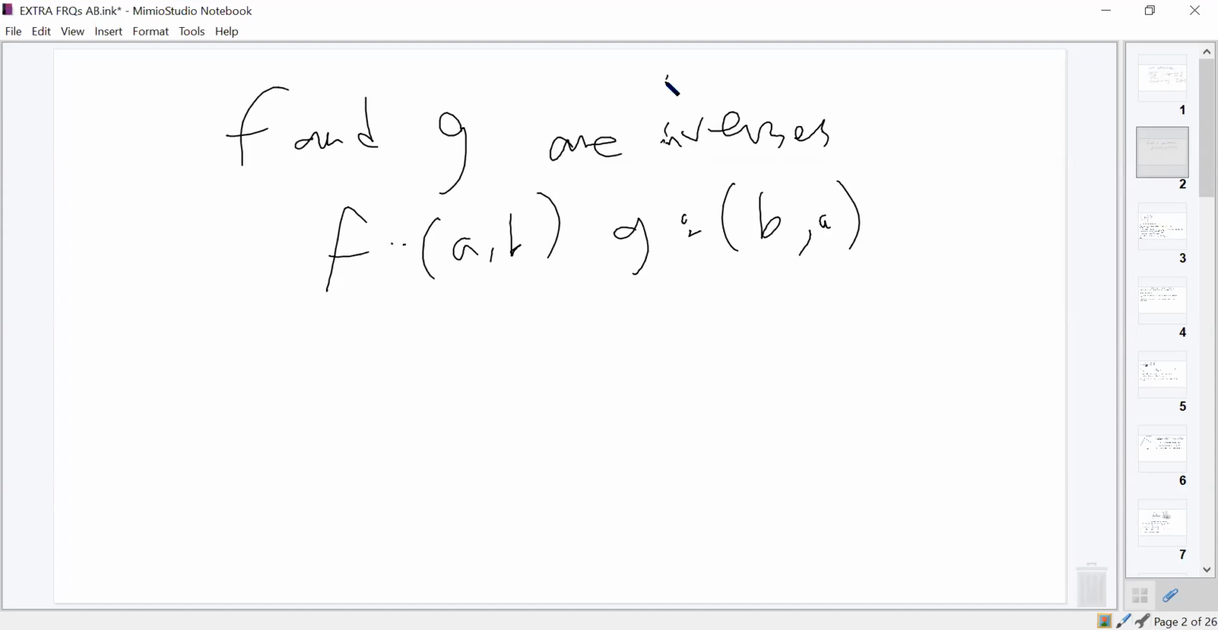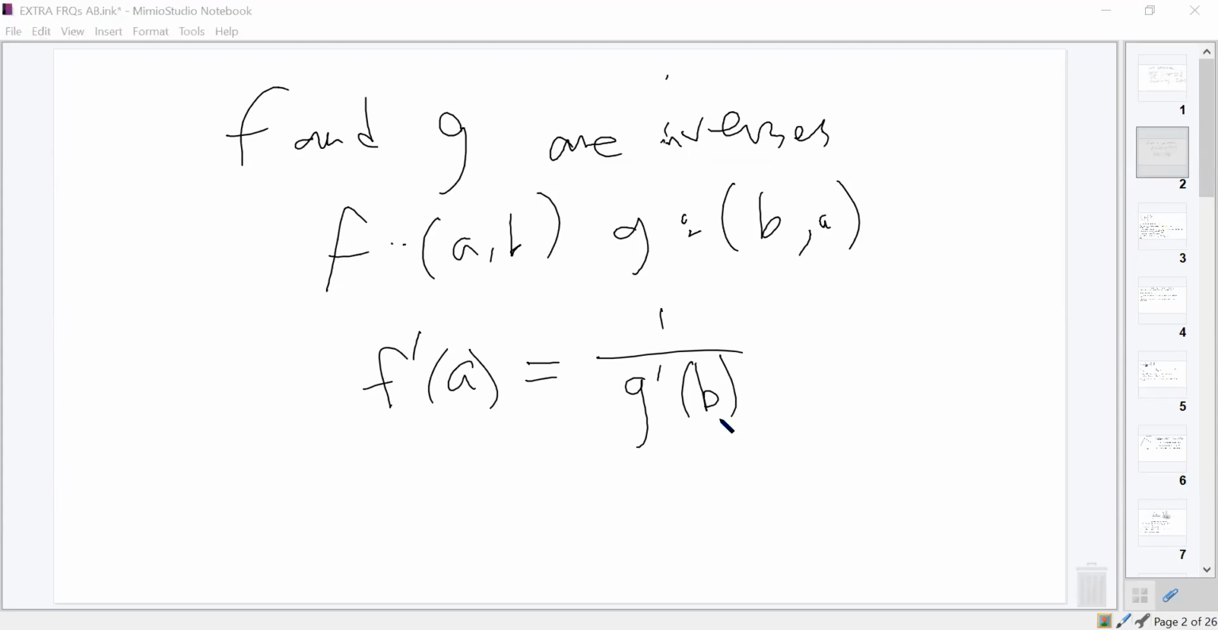All right, so if f and g are inverses, f contains the point (a, b) and g contains the point (b, a), then the derivative of f at a is equal to 1 over the derivative of g at b. That's the inverse rule. So oftentimes this shows up in the multiple choice in a problem where they'll give you a bunch of information, like a chart of values.